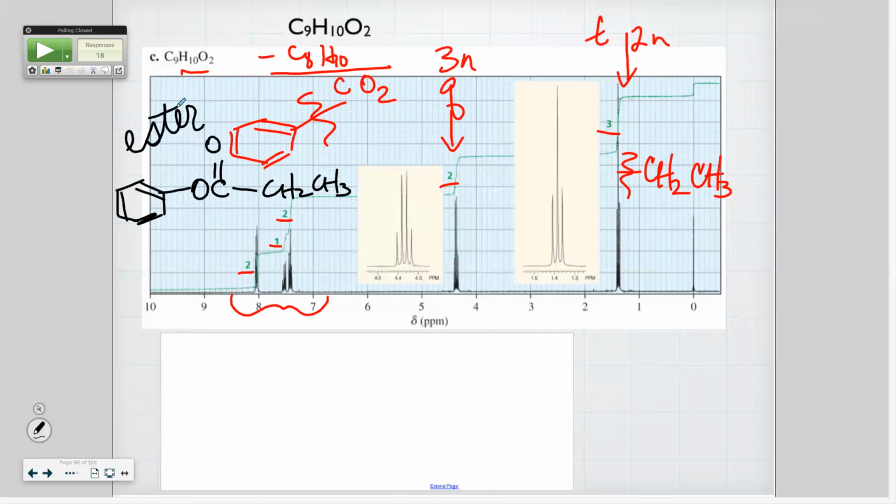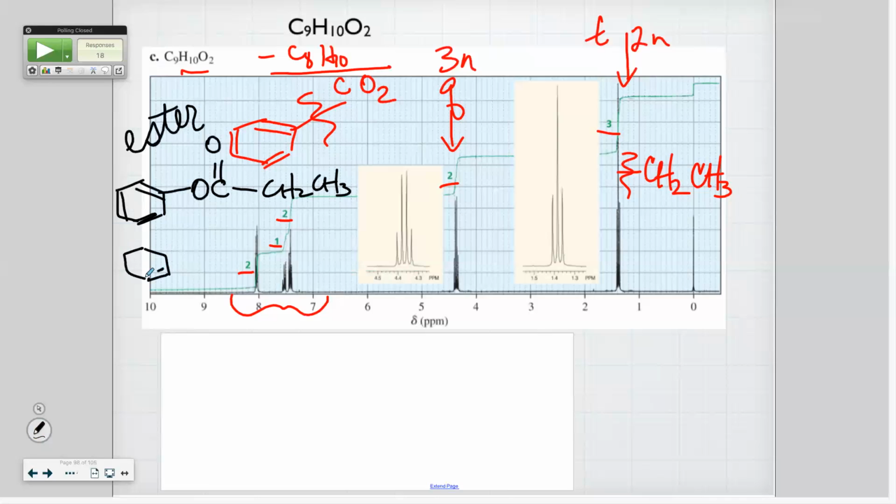Now look at your shift. Aside from the benzene, who should be the farther downfield one? The CH2, right? It's next to a carbonyl, so it should be where? 2 to 3. It's above 4. How did it get above 4? Directly attached to that. Yes.